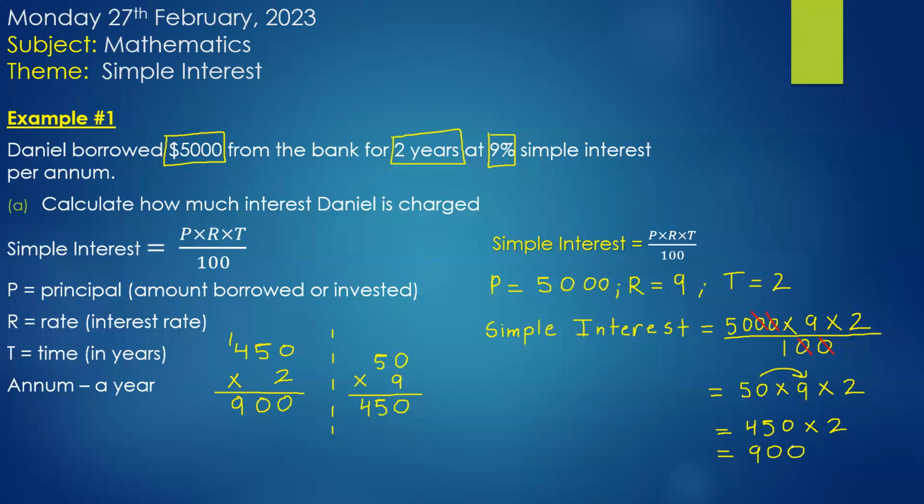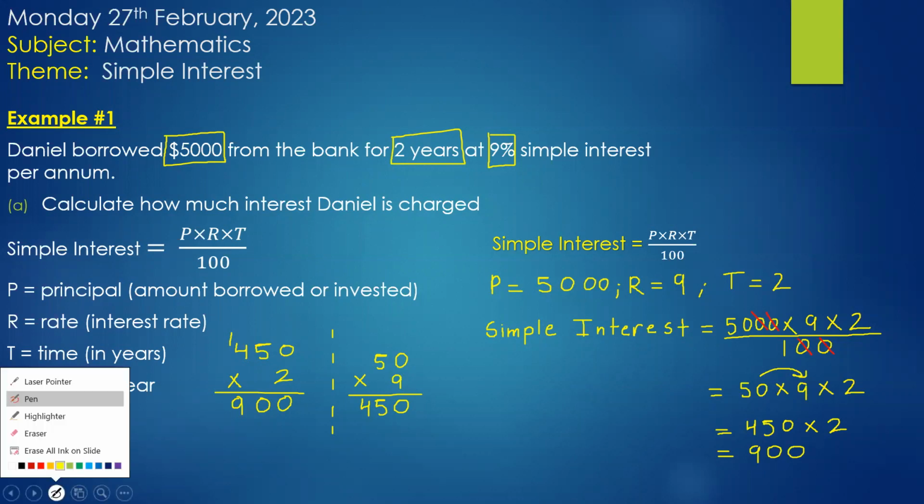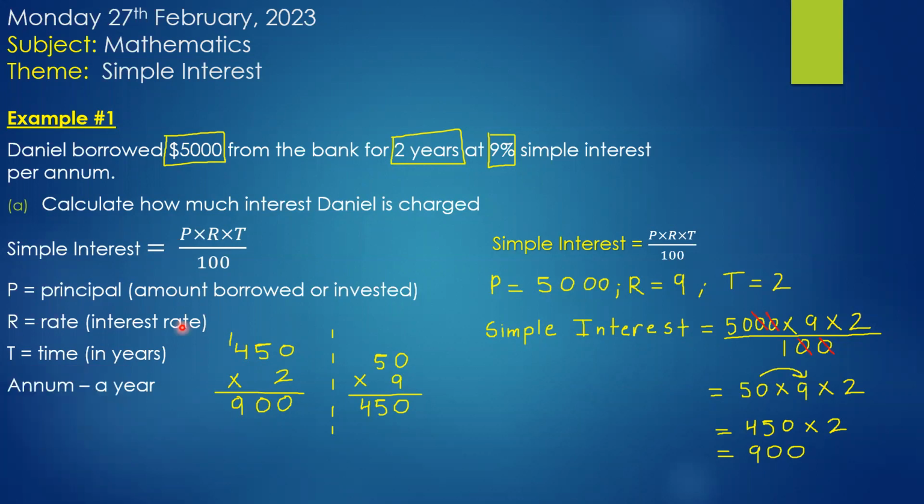So the interest charges that he has is going to be $900. Okay, that's how much interest he's going to get. Now, how much is he going to pay the bank back? We know his interest is 900, but how much is he going to pay the bank back? Anyone? Did we take away 900 from the 5,000 he borrowed?